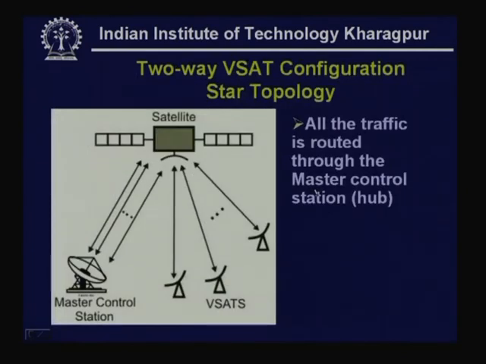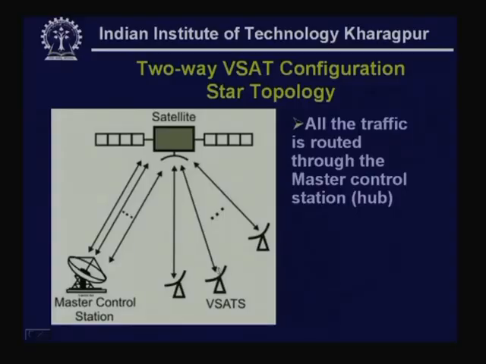Now, let us look at the two way VSAT configuration. In this two way VSAT configuration, all the traffic is routed through the master control hub. Actually, the VSAT antennas are small in size, and also the power of transmission is small. So, because of low gain antennas and small power that is being used in VSATs, direct communication between two VSATs is not possible. So, a master control station is being used, which is also known as hub.